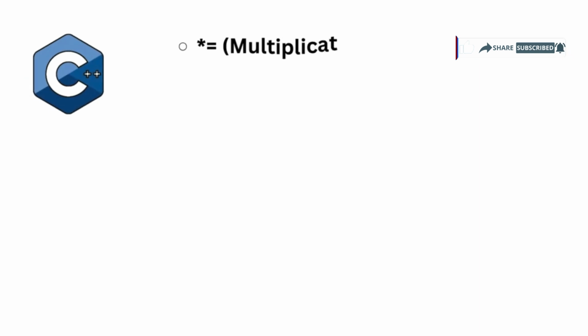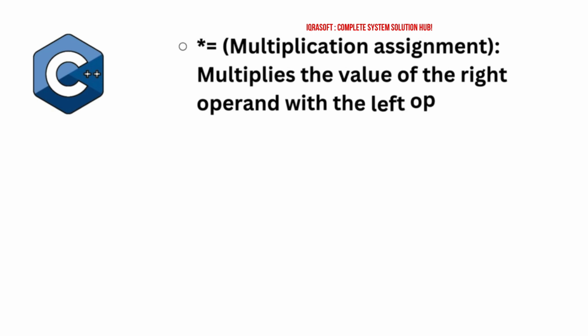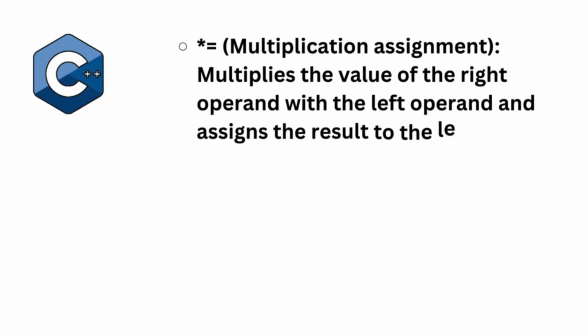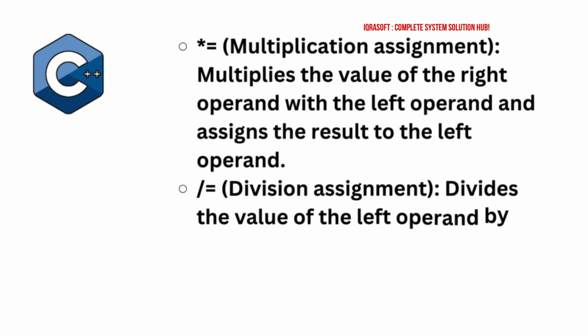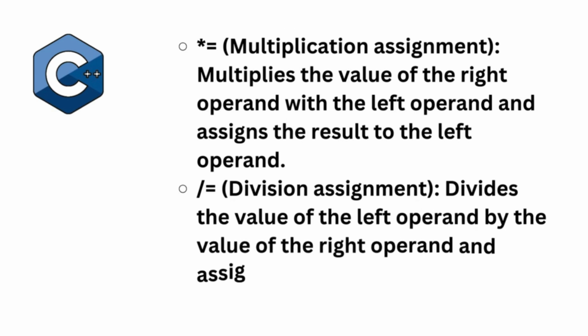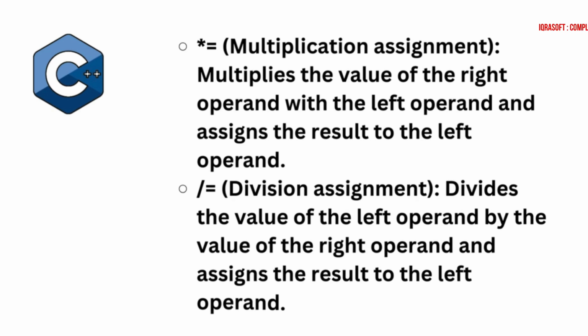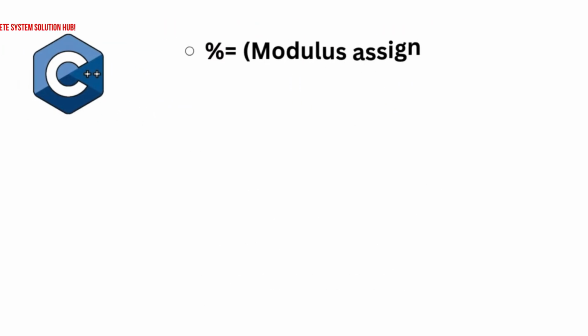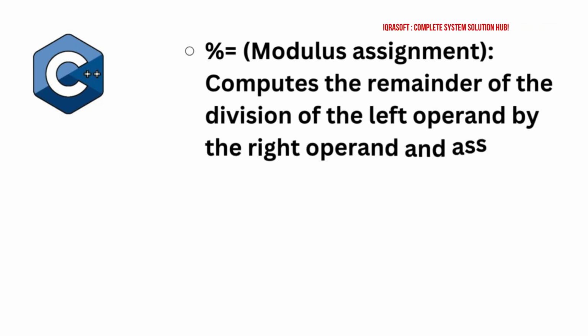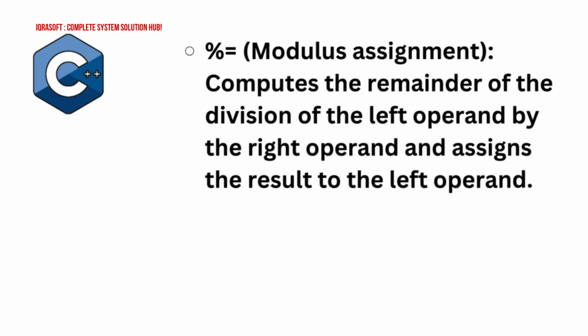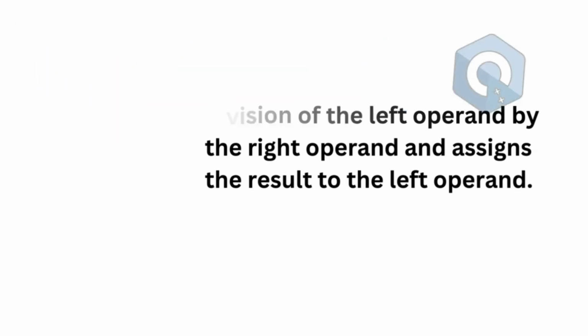Asterisk equals (*=), multiplication assignment, multiplies the value of the right operand with the left operand and assigns the result to the left operand. Divide equals (/=), division assignment, divides the value of the left operand by the value of the right operand and assigns the result to the left operand. Percent equals (%=), modulus assignment, computes the remainder of the division of the left operand by the right operand and assigns the result to the left operand.